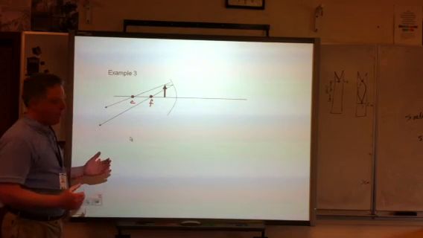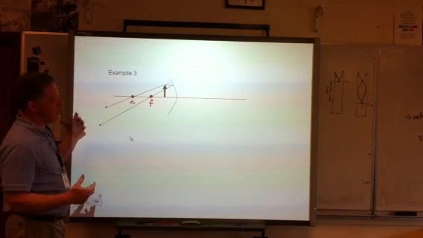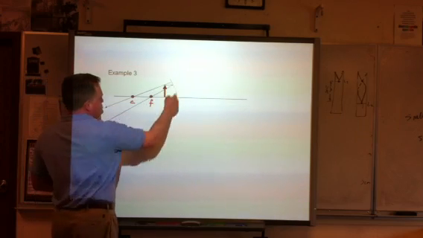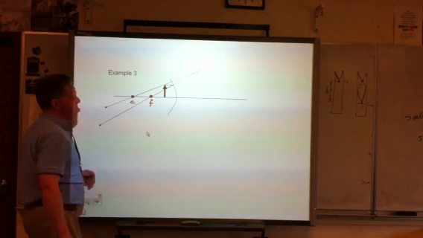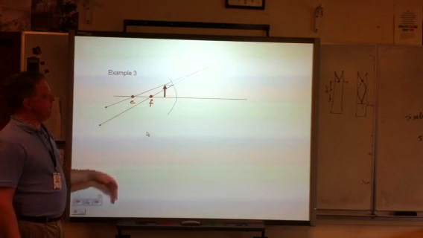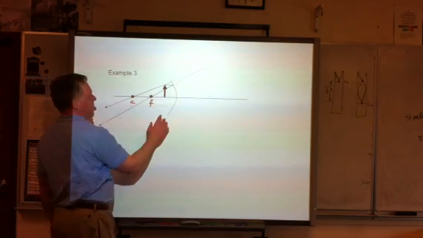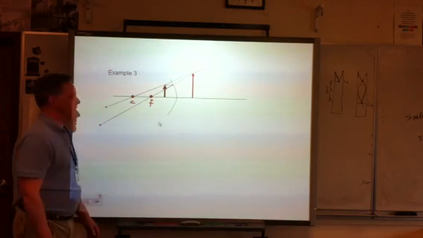When I extend them back, I don't do solid lines, to show that the light can't actually get there. There's a mirror here. The light can't go through the mirror and get on the other side. So when I send them back behind there, I do it with dotted lines. Now they're meeting back here, and there is my image.